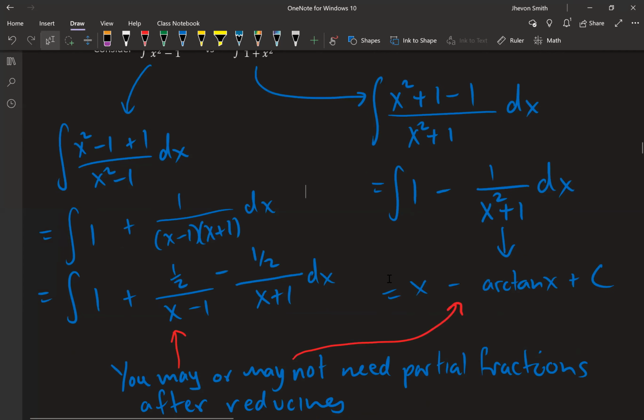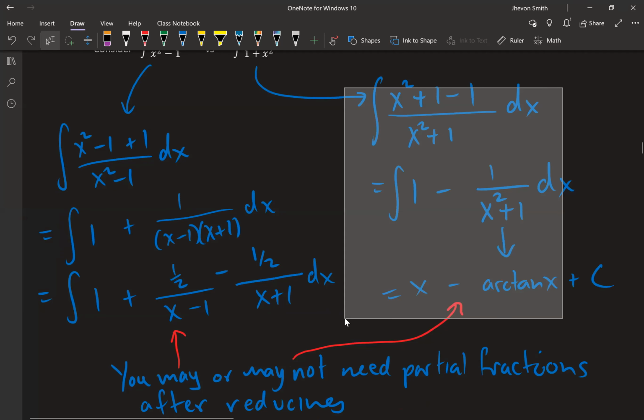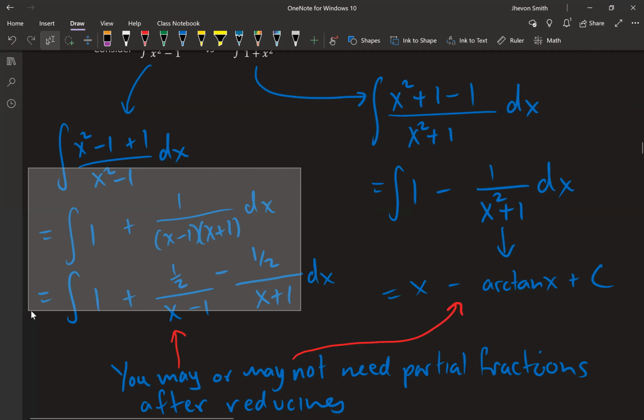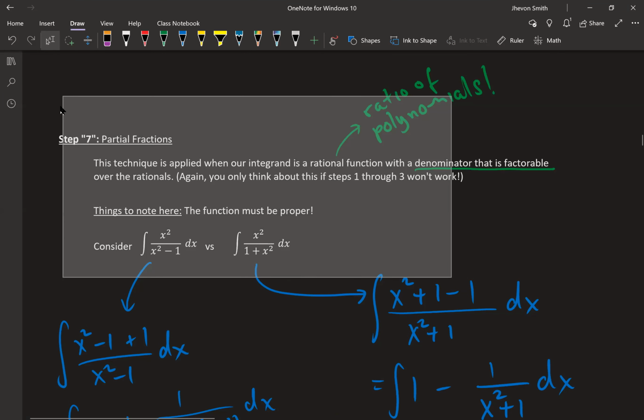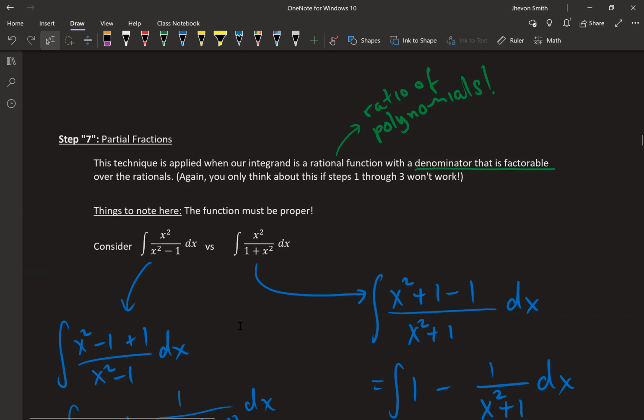You might realize sometimes that after doing the reduction, you don't even need the partial fractions at the end of the day. But it's possible that even after doing the reduction, you still have to finish off with the partial fractions. Either way, you would think to do this, assuming that a regular substitution or simplification will not work, and you have a ratio of polynomials where the denominator factors. So that's when you would think of partial fractions.